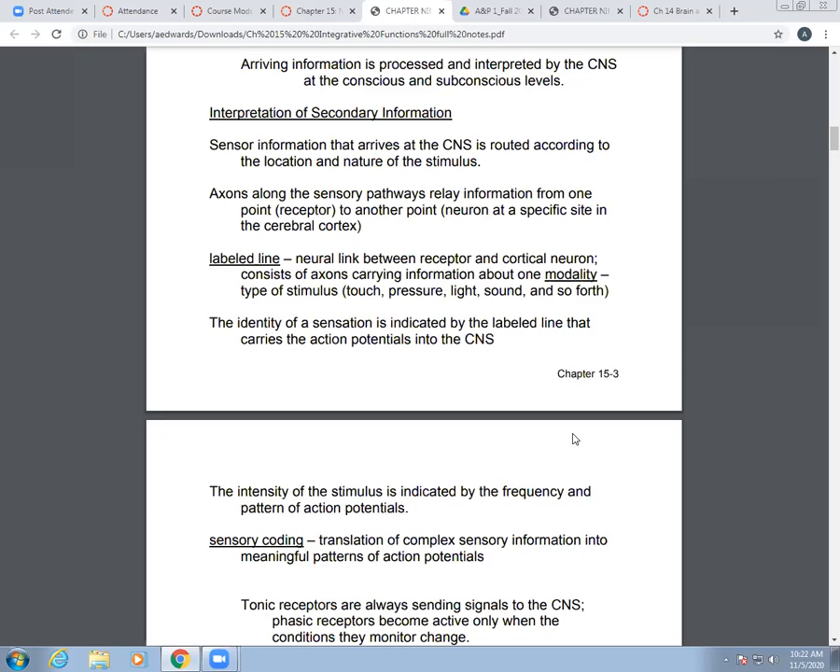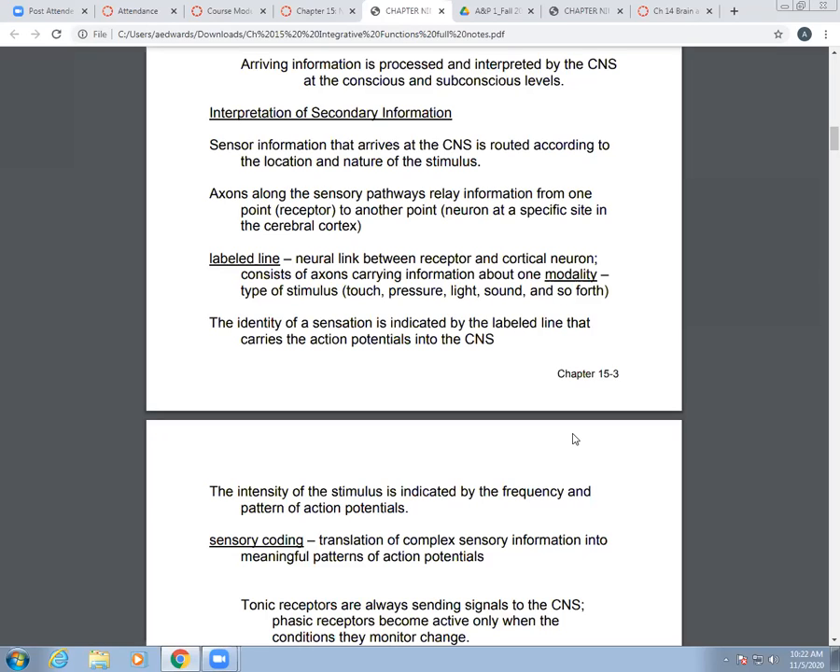So the identity of that sensation is going to be indicated by the labeled line that's carrying action potentials into your brain and spinal cord. Okay, so what indicates the intensity of the stimulus? Well, it could be the pattern of the action potentials. It could be the frequency of the action potentials.